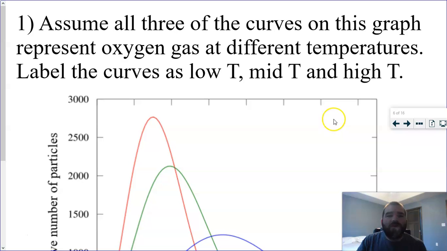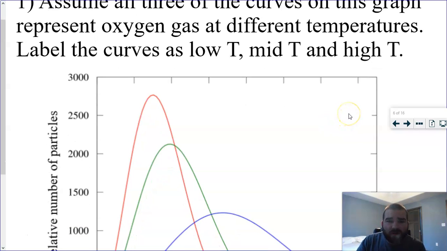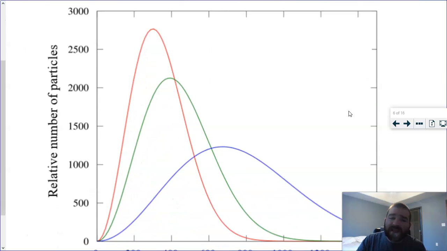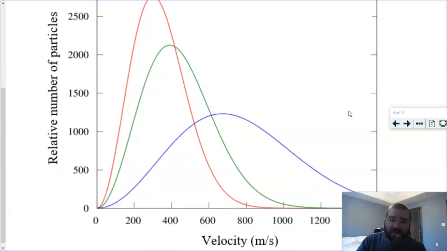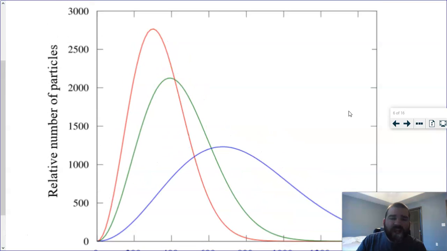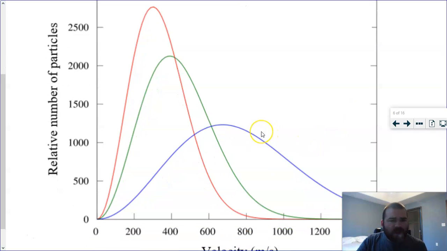Okay, so assume all three of the curves on this graph represent oxygen. Which curve would be the low temperature, mid temperature, and high temperature? So we have the exact same gas, but we've changed the temperature three different times. And now we need to think about what a temperature change would do to our gas. I think this one is fairly obvious.